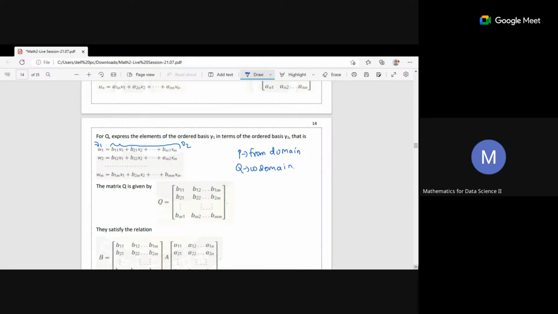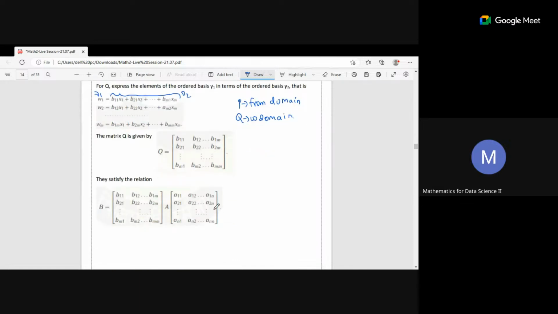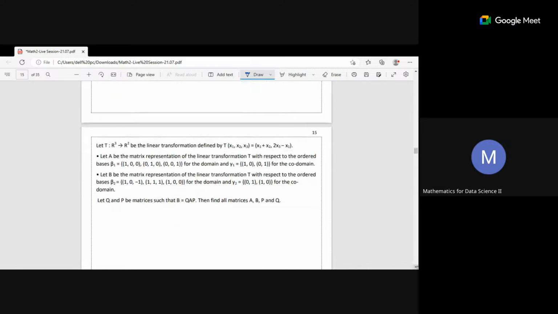Okay. So they satisfy the relation. Now B is this, you have B. This is your Q A P. So these matrices satisfy the relation B is equal to QAP. Okay. So let us do an example so that it will be clear for you.